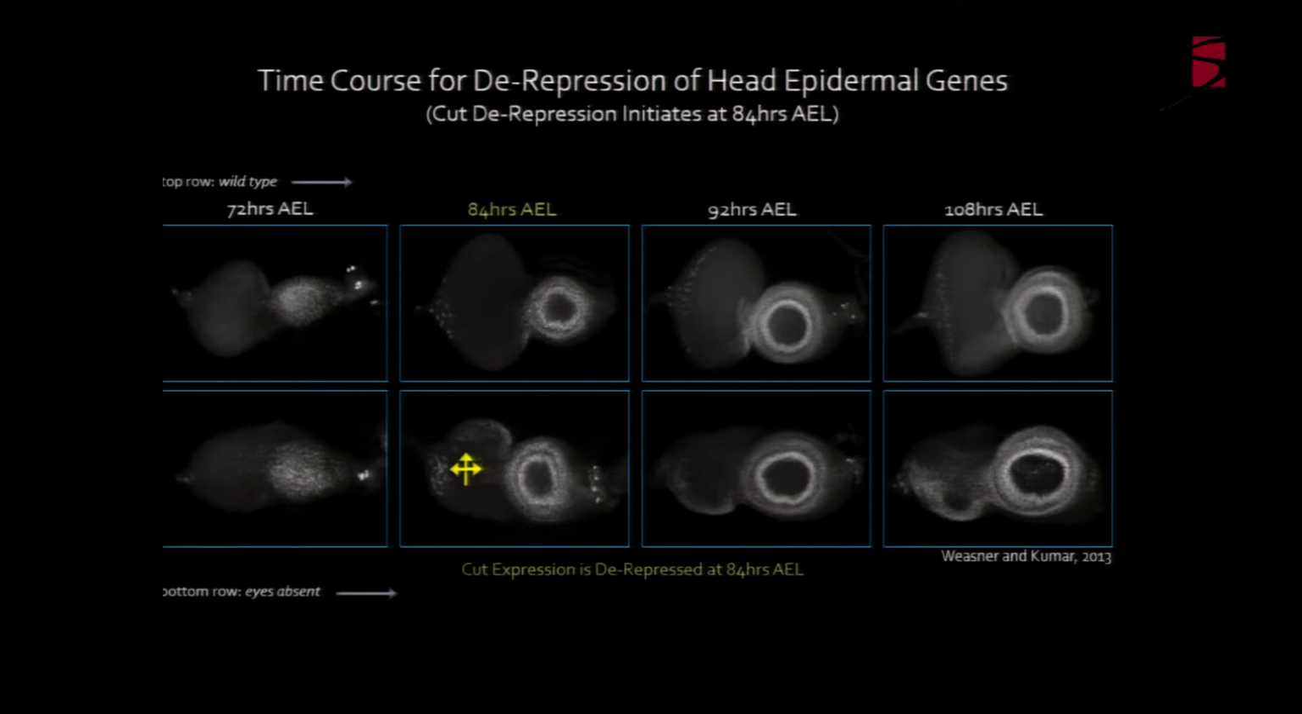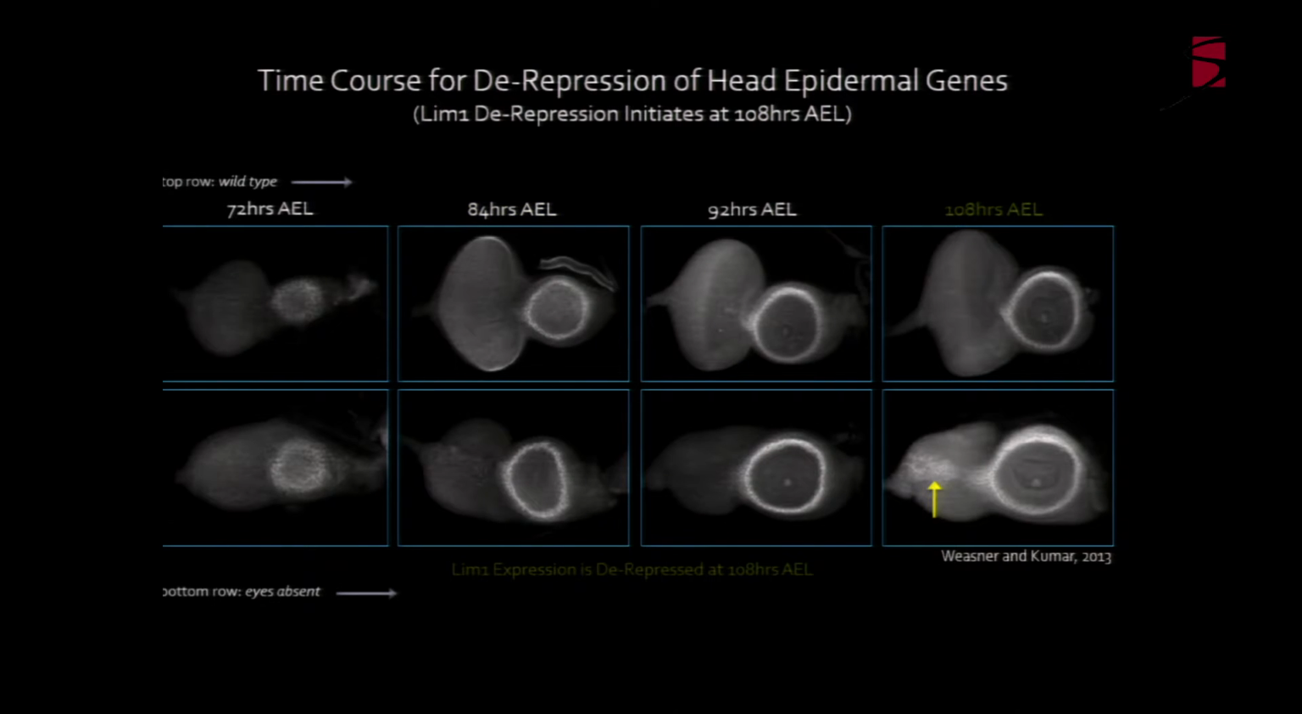So one of the factors that we're looking at is a homeobox transcription factor called CUT that's normally expressed within the head epidermis and antennal fields. And what you can see is that it gets de-repressed pretty early, around 84 hours after development. Now, just to contrast that, we look at that gene LIM1 that we kind of focused on for a little bit in the disc and the clones. And you can see that LIM1 goes from this sort of disc-like pattern to a ring that you've seen before in the past.